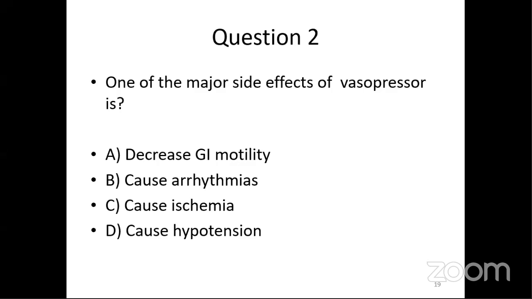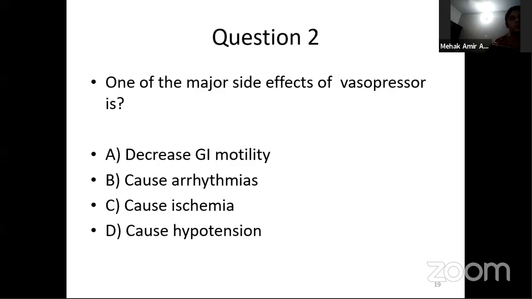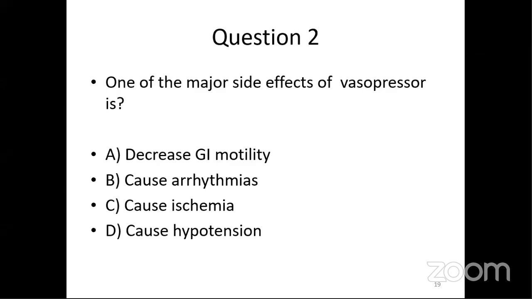Okay. All right. So the answers we received were: it decreases GI motility 13%, causes arrhythmias 47%, causes ischemia 27%, and causes hypotension 13%. Mehak, you want to take that from here and let them know what the correct answer is and why?